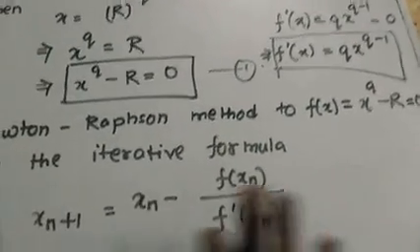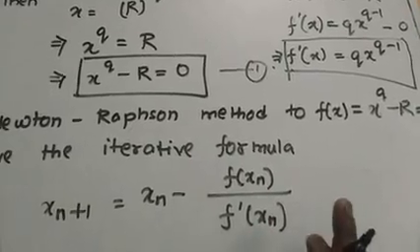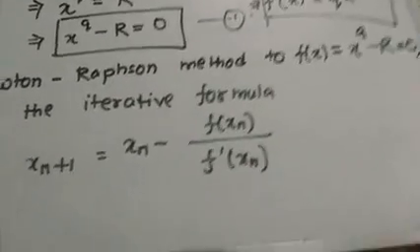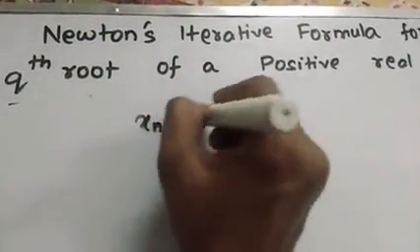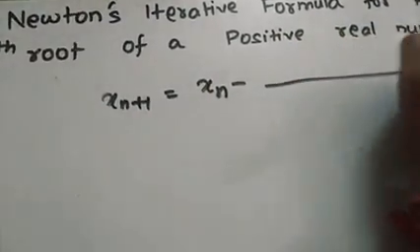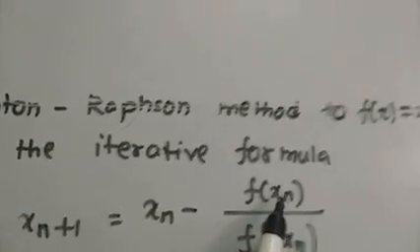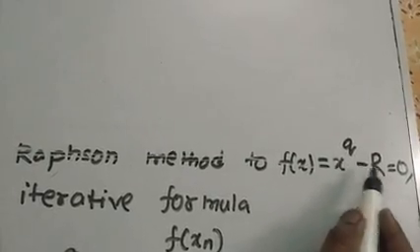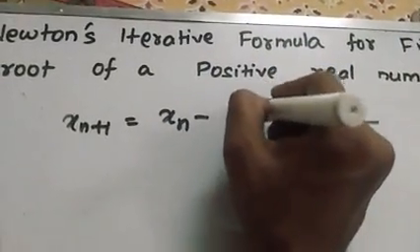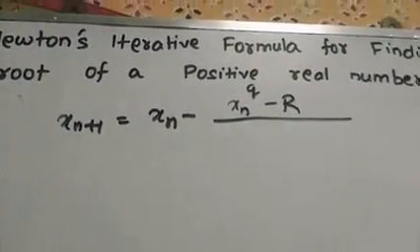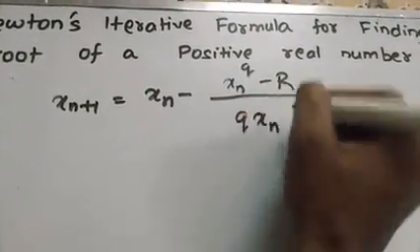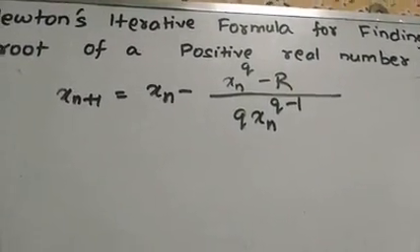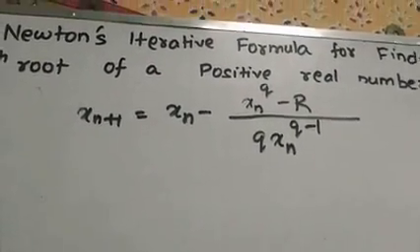So now we will simply put the values of f of x and f dash x in. Let us put the value: x n plus 1 equals xn. First of all, what was there? F of xn, right? Your f of x is x to the power q minus r, so your f of xn will be xn to the power q minus r. Clear? Next, f dash of xn. Your f dash was q times xn to the power q minus 1. Clear? Now let us take an LCM here.